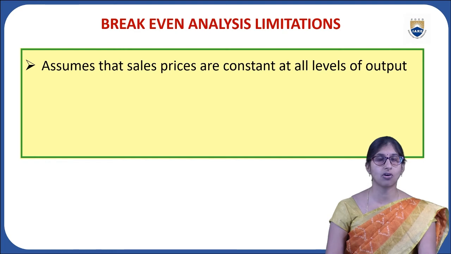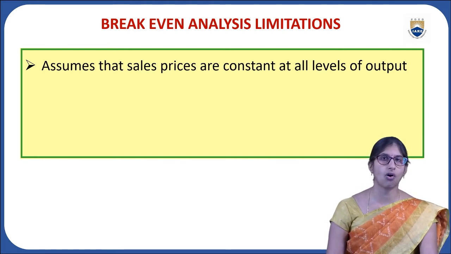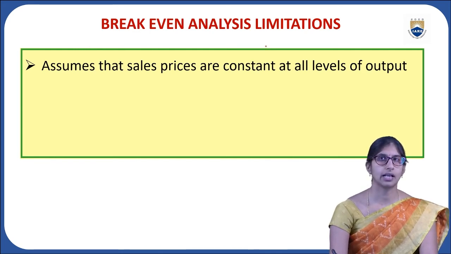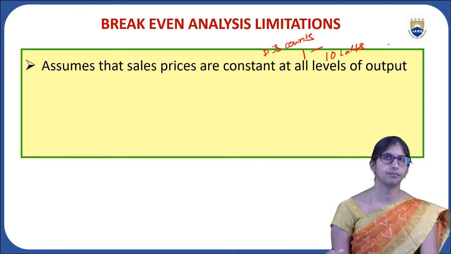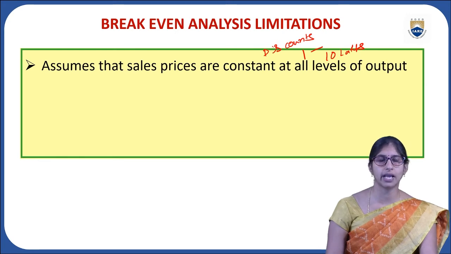The first one is that it always assumes selling prices are constant at all levels of output. As I was saying, there will not be any discount on bulk orders. You buy one product, or you buy 1 lakh or 10 lakh products, the price is fixed. Due to this, sometimes customers may not like to buy bulk orders.